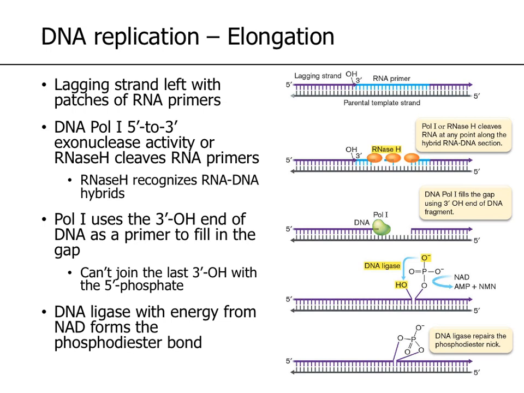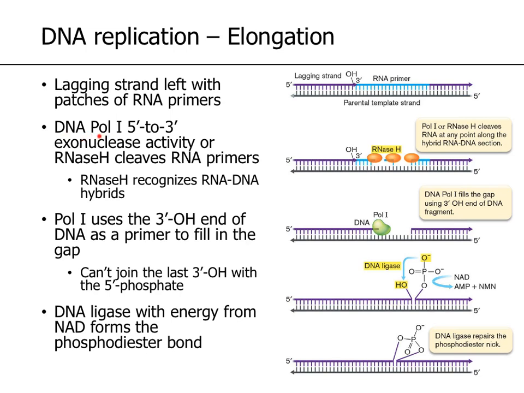Okay, so what that leads to now is when you have the lagging strand, you have all these patches where there are a bunch of these RNA primers in there. So you actually want to replace those with DNA. You don't want it to be an RNA-DNA hybrid. And so there are a couple of ways to do that.